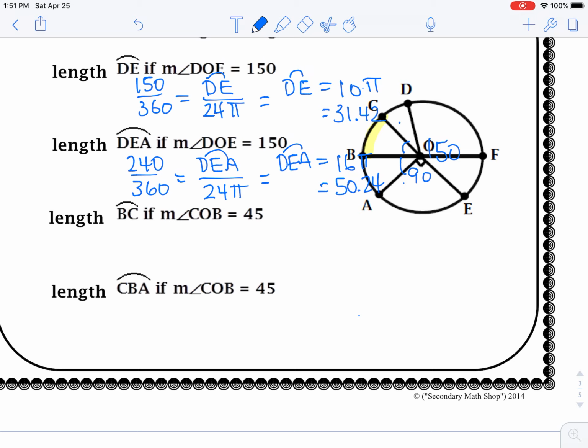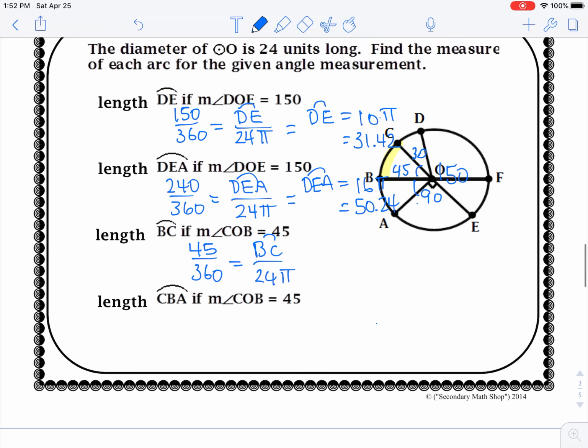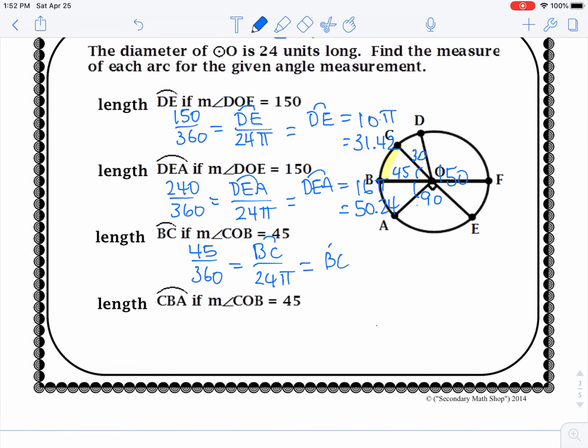I do know that this is 30. I'm trying to figure out if there's another way that we can figure out, oh, it does tell us COB is 45. I'm sorry. So then, to find BC, sorry about that, was not paying attention. So then BC, multiplying, you get 3 pi, which is approximately 9.42.